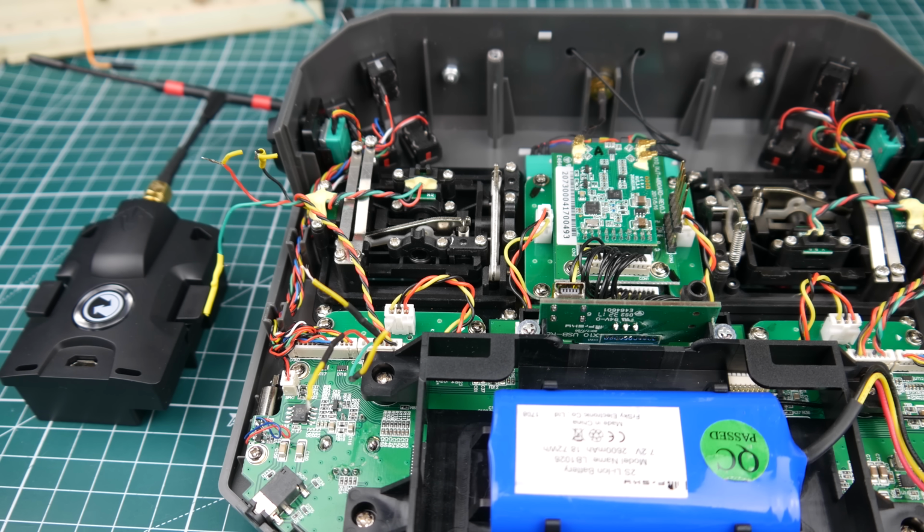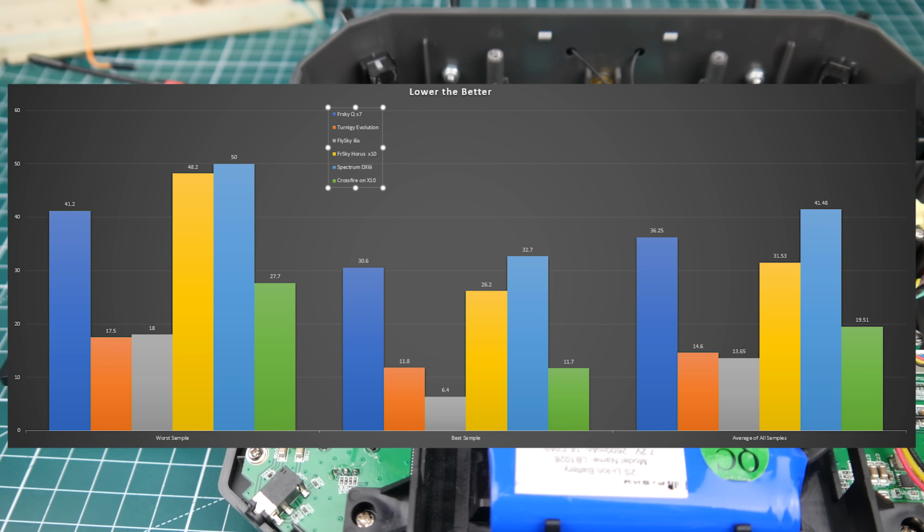Alright guys, so is it fast or faster? Yes, it's fast, but it's not the fastest. So let's go ahead and take a look at this graph here. This was tested on the Crossfire protocol, just to clarify that. Now we have installed it on the Horus X10, and we're going to be checking out how much of a difference we got here.